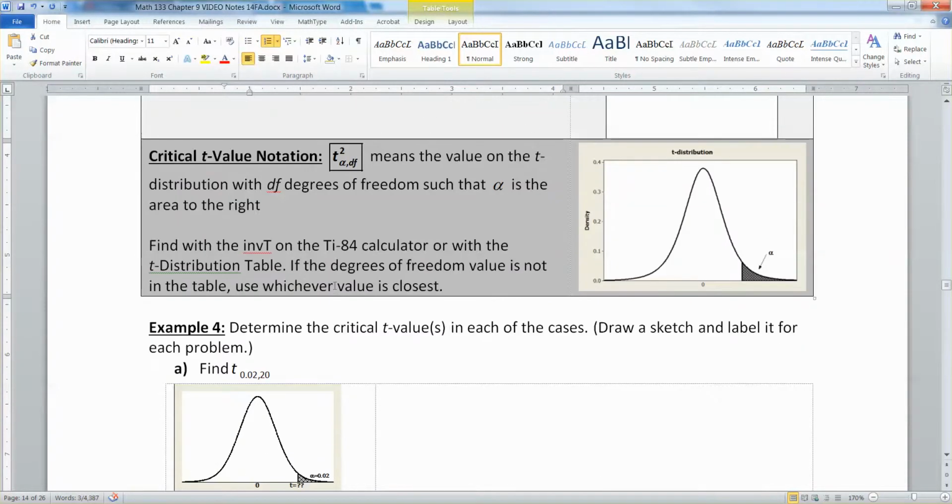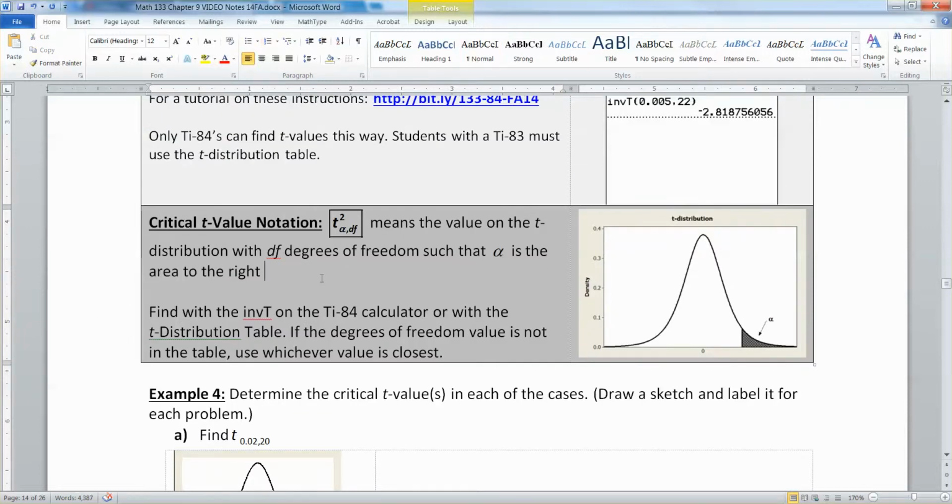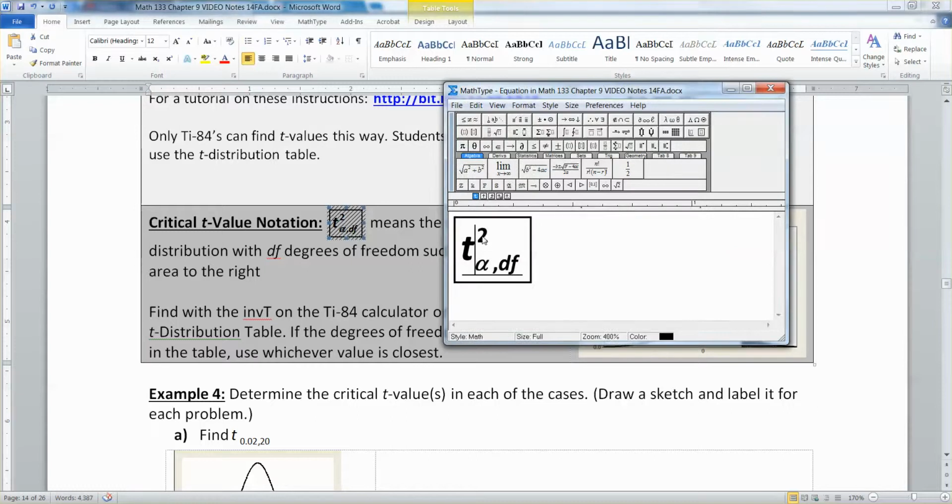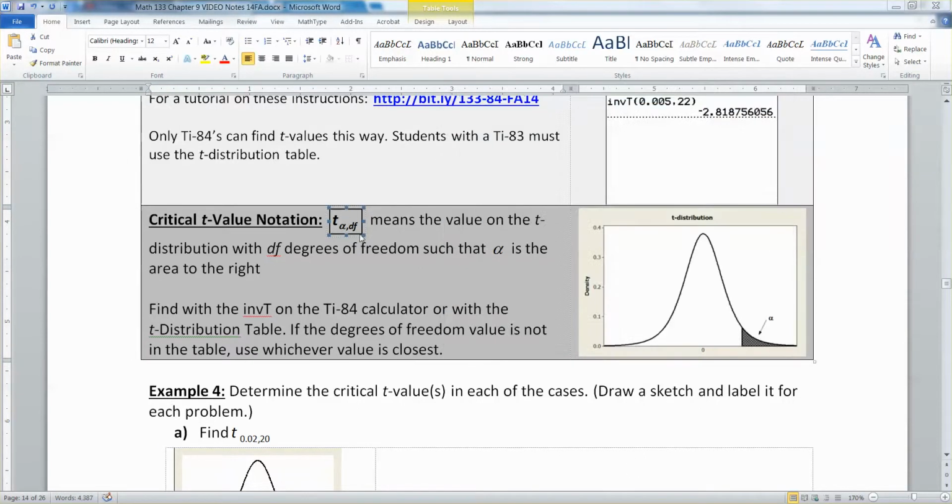Another thing to note, and this isn't really important for the calculator, it's just important in general, is that there's a symbol notation for this. It's not a squared. I don't know why I have a little squared in there. Let me fix that. There we go, T alpha DF. So the T value is followed by your subscript, and then sometimes they'll put a little comma. Sometimes they won't, it just depends. But sometimes they'll put a comma and then actually write the degrees of freedom right there.